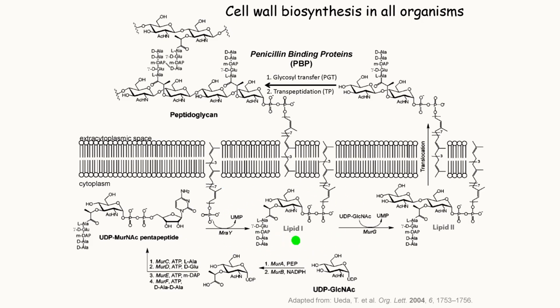So here it's attached to the muramic acid, and that's called lipid 1. You add another, you add N-acetylglucosamine with a glycosyl transferase, that's lipid 2. And that's the substrate for the polymerization reaction.